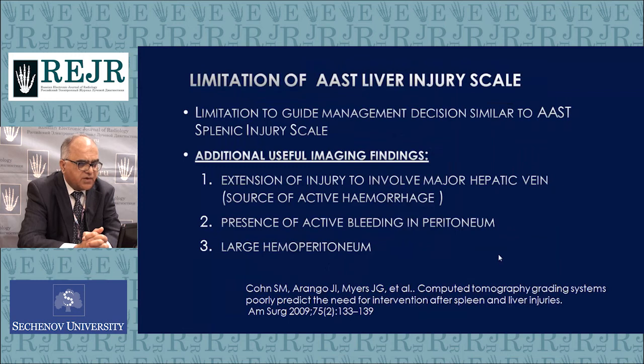Similar to the splenic injury scale, the liver injury scale also has limitations. To guide management decisions, what can be useful on CT is to look for any extension of injury to involve a major hepatic vein, which can be a source of active hemorrhage. Secondly, to look for the presence of active bleeding within the peritoneum. And thirdly, if there is a large hemoperitoneum.